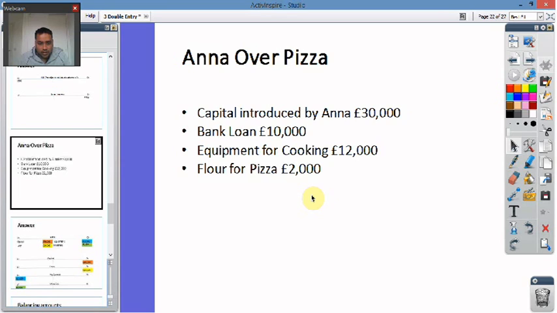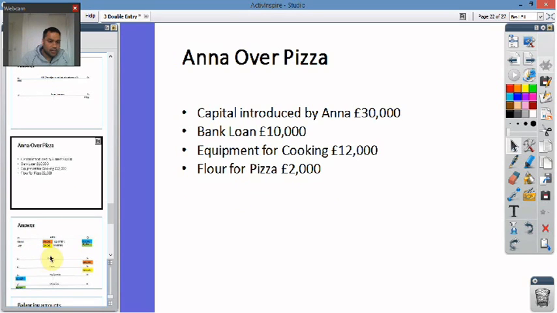Flour for pizza, that's a purchase. So purchases would increase, debited by £2,000, and obviously this would come from the bank, or it could come from credit. If it was bought on credit, it can go to the payables ledger as well. But here I'll do it to the bank because it doesn't say on credit. Normally it would say on credit, so it would go to the bank, credit the bank for £2,000.